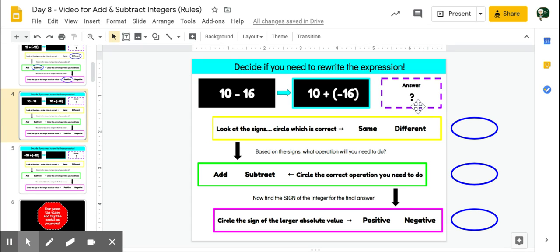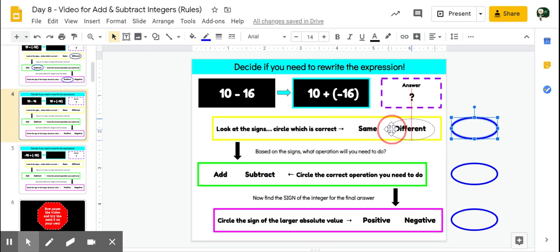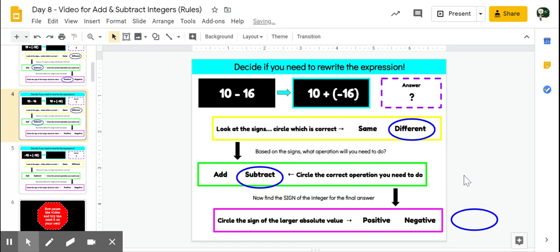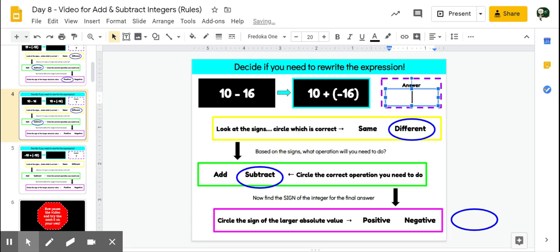So I look at the signs. I have a positive 10, a negative 16. My signs are different. If the signs are different, that tells us that we subtract. So as I subtract those, again, we're subtracting absolute values. The absolute value of negative 16 is 16. The absolute value of 10 is 10. 16 minus 10 is going to give us a difference of 6.